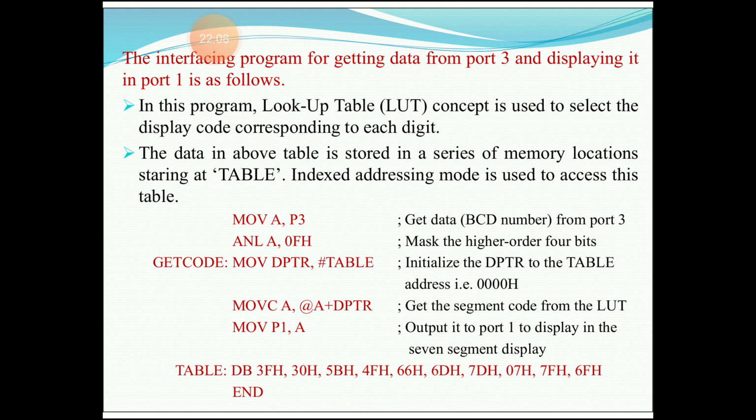Now the interfacing program for getting data from port 3 and displaying it on port 1 is as follows. In this program, the lookup table concept is used to select the display code corresponding to each digit. The data in the table is stored in a series of memory locations starting at the table address, and indexed addressing mode is used to access this data from the table. Now the following instructions perform this operation, that is MOV A, P3. This instruction gets data, that is the BCD number, from port 3.